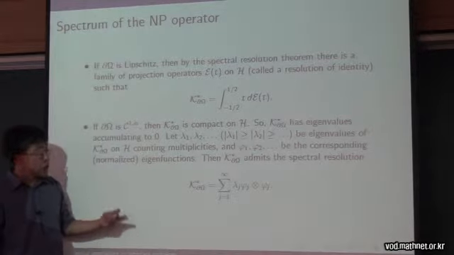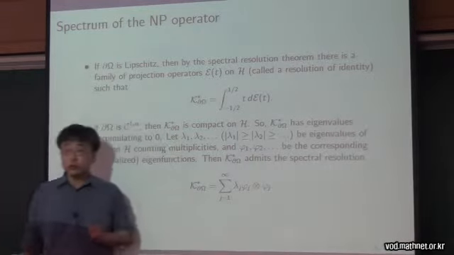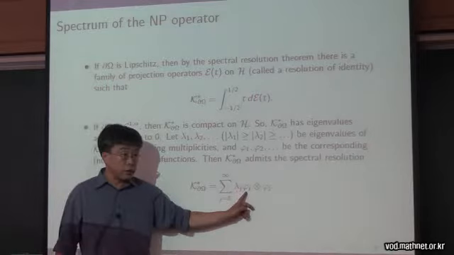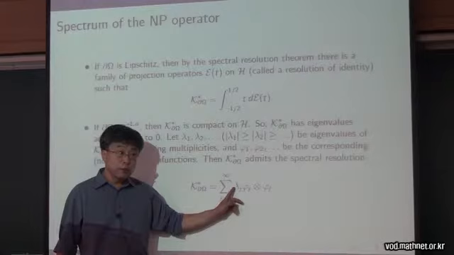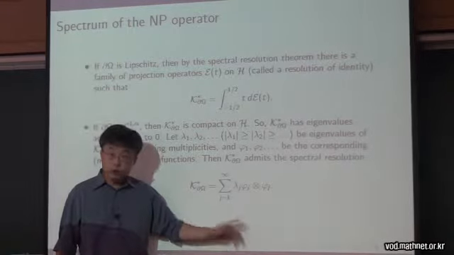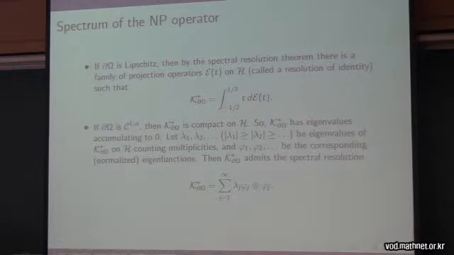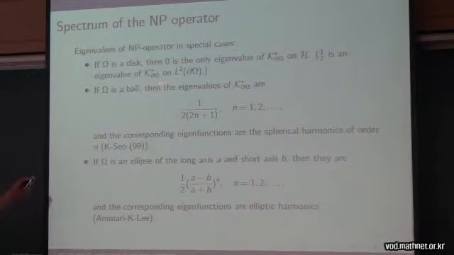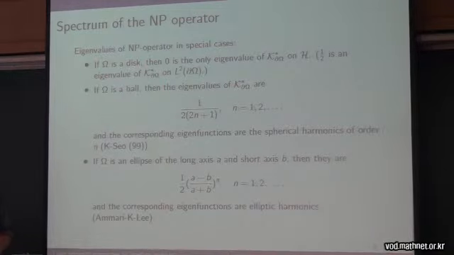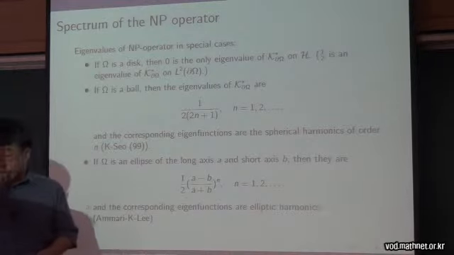In general, the spectral resolution takes this form, but if the domain is smooth enough, then the operator is compact, all this measure is a singular measure, and the spectral resolution looks like this. These are eigenvectors and eigenvalues, and all the eigenvalues lie in between minus 1/2 and 1/2 and converge to zero. For example, if it is a disk, then zero is the only eigenvalue.